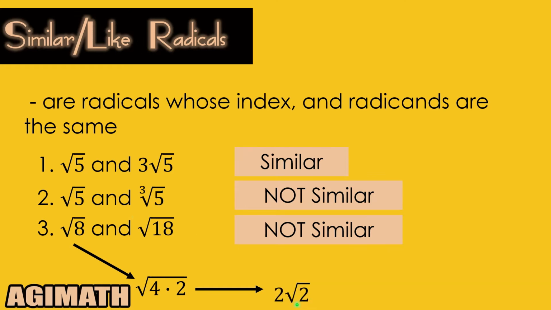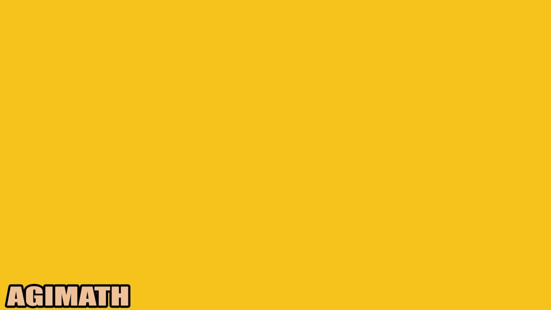And then for 18, square root of 18 is equal to the square root of 9 times 2, but square root of 9 is equal to 3. That's why you have 3 square root of 2. Now, you look at our two radical expressions, 2 square root of 2 and 3 square root of 2. What can you say? Yes, they are similar. So, again, do not rush your decisions. You analyze carefully. So, example number 3 are similar radicals.